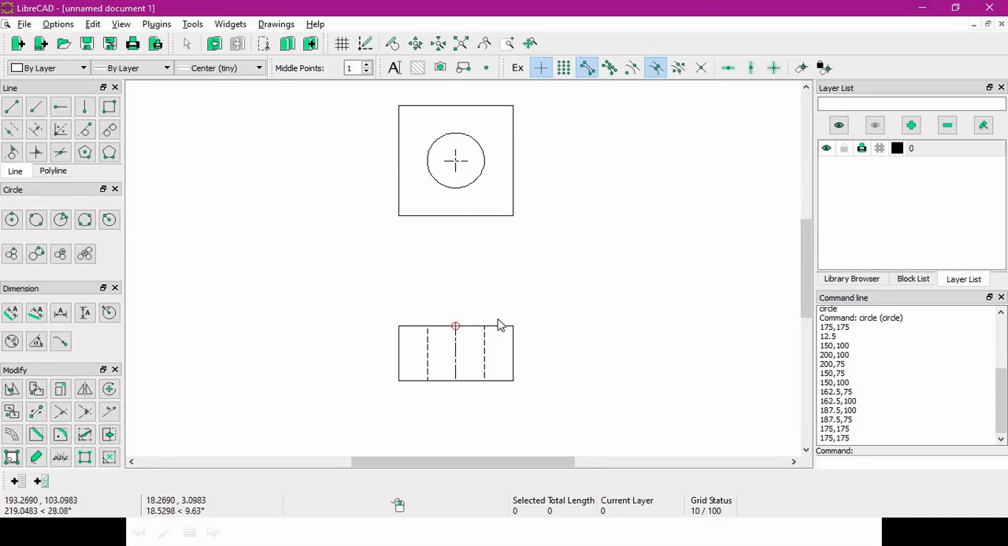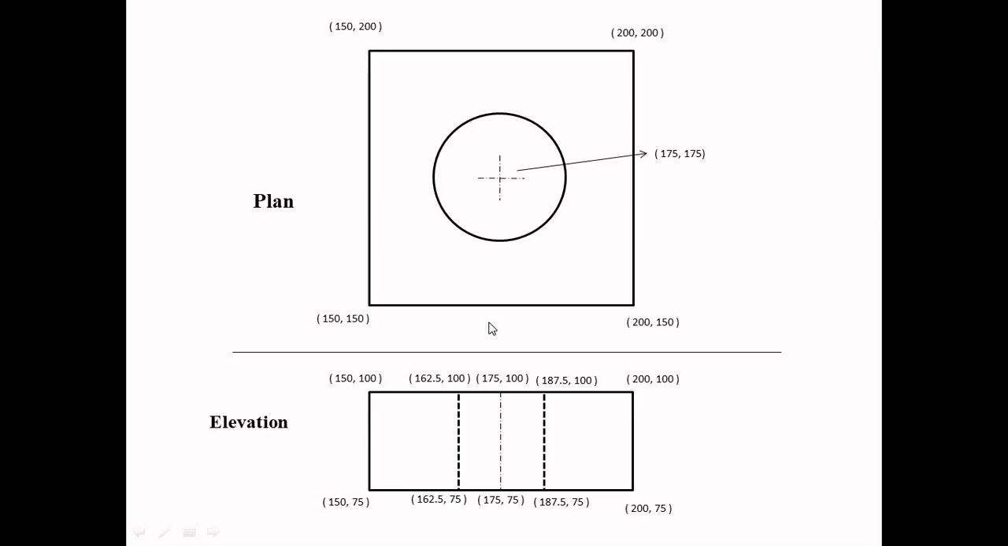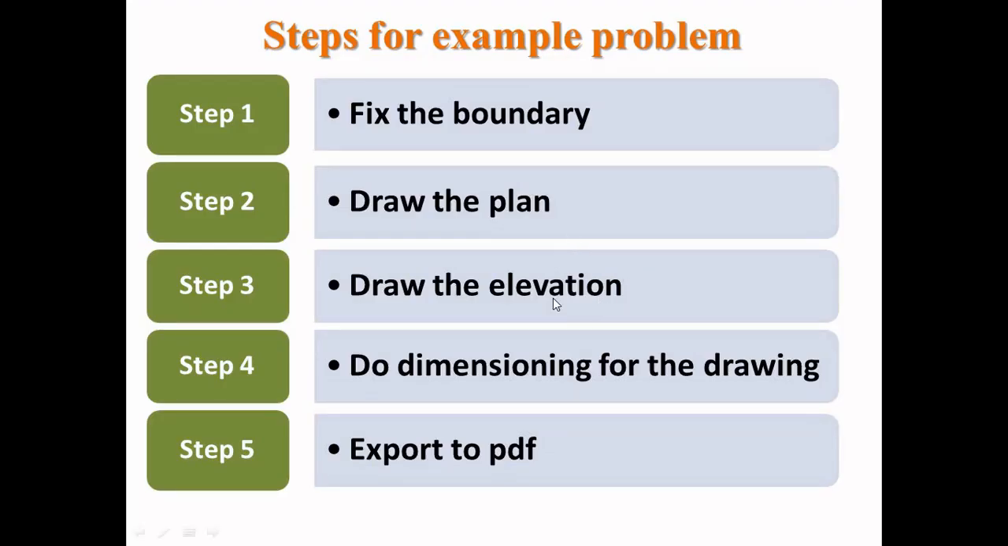Now this plan and elevation are complete. Go for the next step. So we did plan and elevation. Now we'll go for the dimensioning. Before going for dimensioning, I will show you some different methods of how to draw this drawing. First we went for coordinate system. Now we don't need the coordinate system. Simply we can do that drawing. So let's do that.